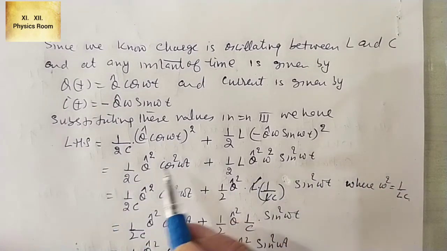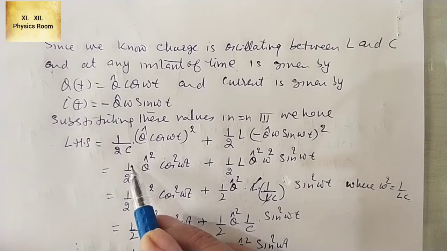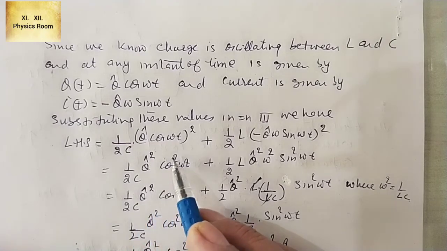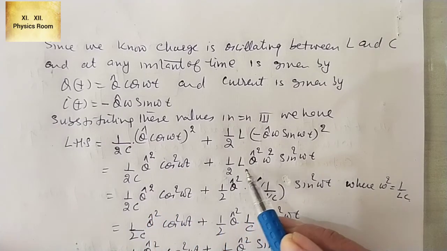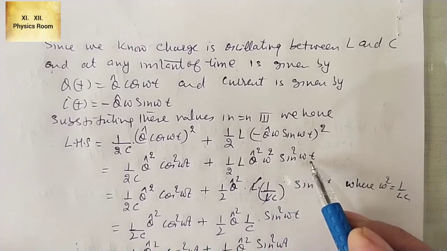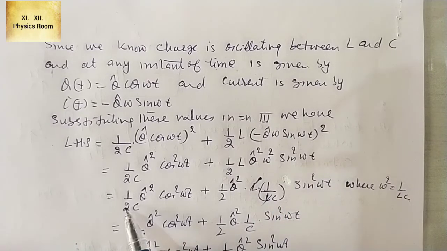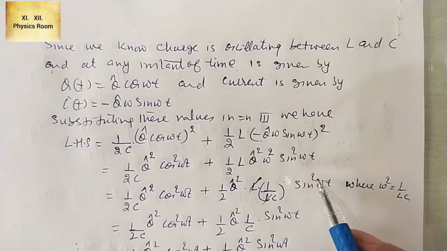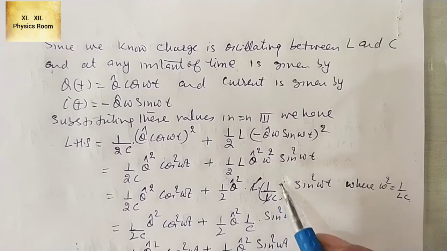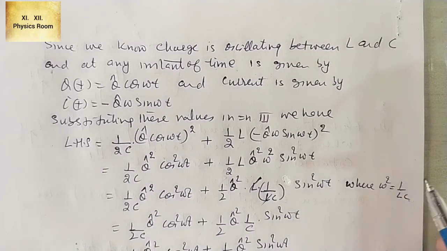On simplifying, we get 1 by 2C Q max square cos square omega t plus half L Q max square omega square sin square omega t. So it is equal to half Q max square by C cos square omega t plus half Q max square into L into 1 by LC into sin square omega t. Omega square we replace by 1 by LC, where omega square is equal to 1 by LC.